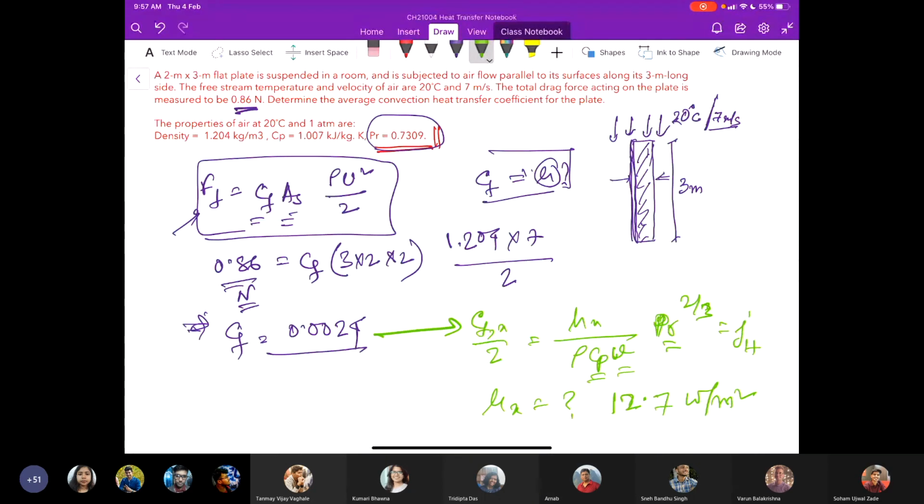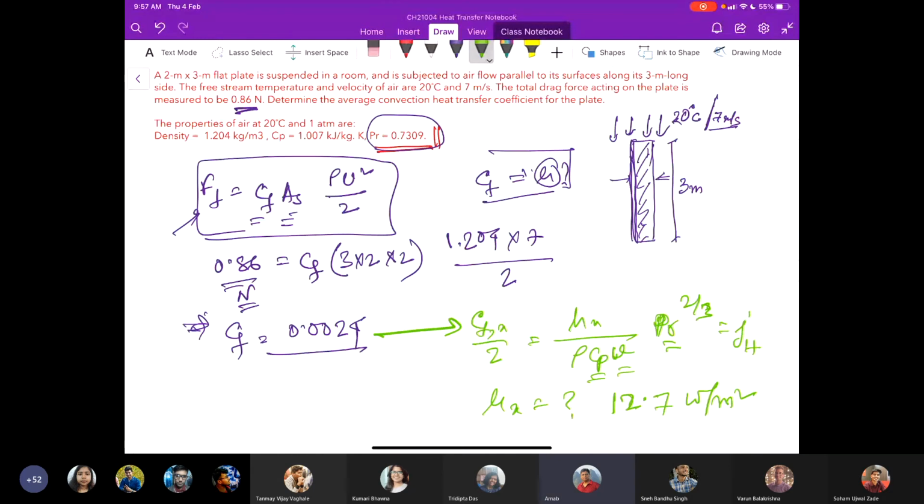Okay, the point is that I want you to solve yourself a couple of problems that are there in Incropera DeWitt or JP Holman, whichever book you are following, based on this analogy and the derivations.